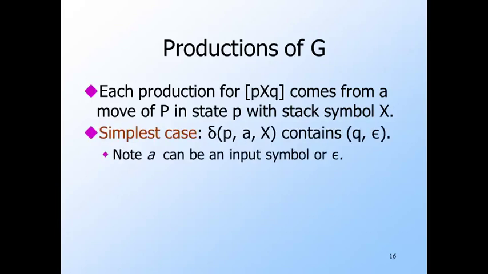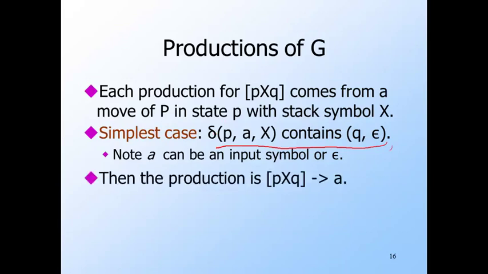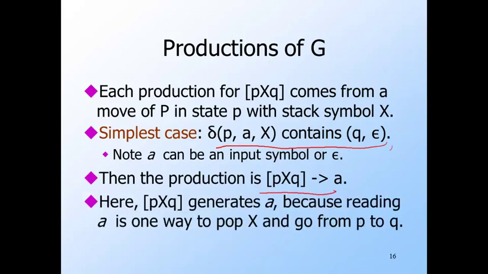The easiest case is that of a rule that says in state P with input A, which could be epsilon or a real symbol, we pop X. That's that. There, X is replaced by 0 symbols. Then there is a production [PXQ] goes to A. The reason this is correct is that reading only A is one way to have the net effect of popping X while going from state P to state Q.